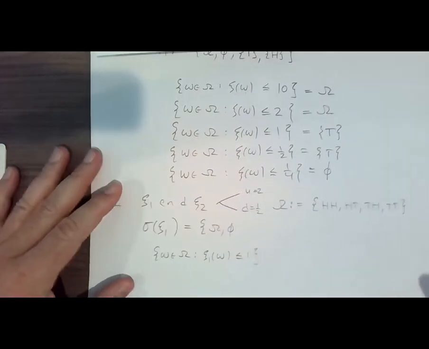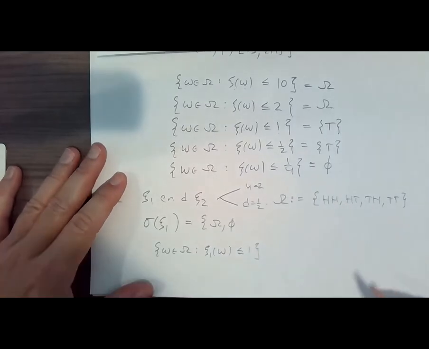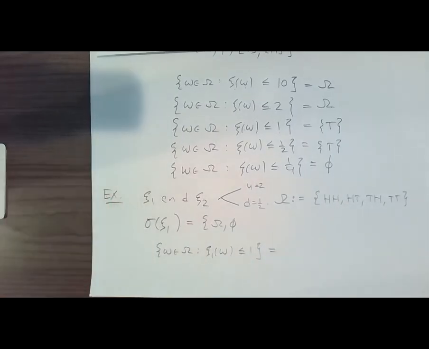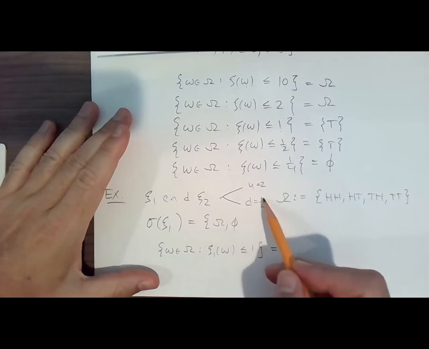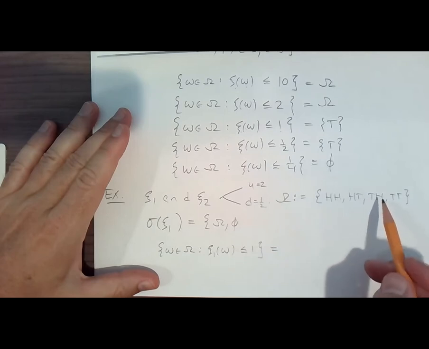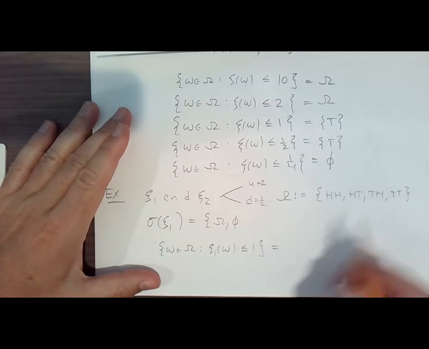What do the omegas look like? Well, I have 4 to choose from. Right, so what kind of an omega would put psi1 to be less than 1? Well, that means that the first coin flip would have to be tails. Okay, so I look over here. First coin flip has to be tails. This is TH and TT.